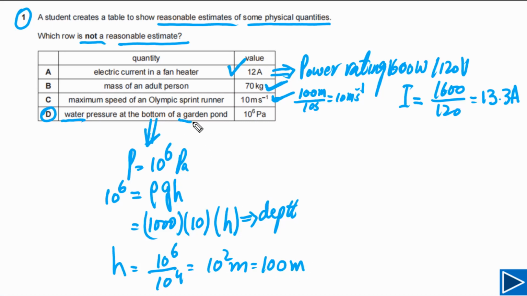This is talking about a garden pond, so it cannot be 100 meters. It can be a few meters but not 100 meters. So this is not a reasonable estimate. So the answer for this question is D.